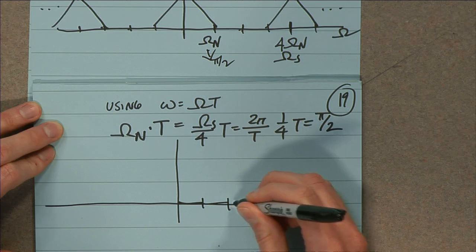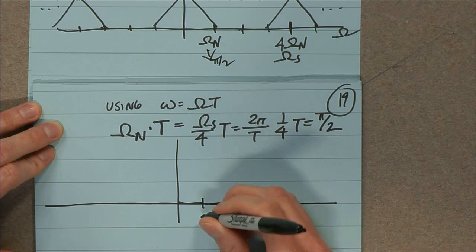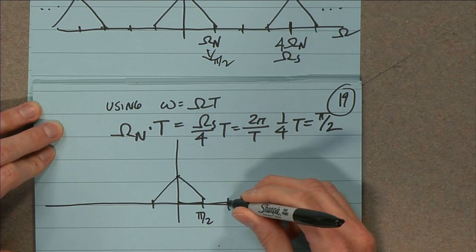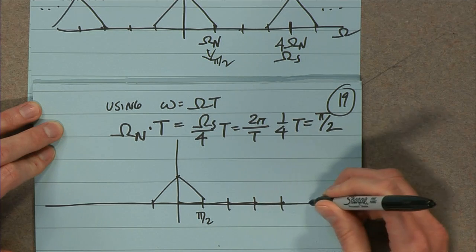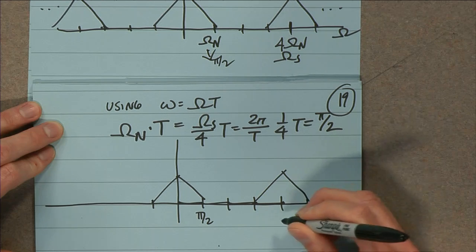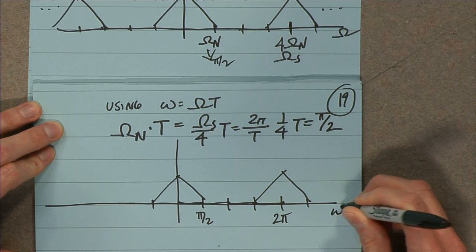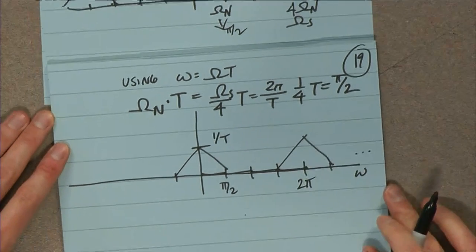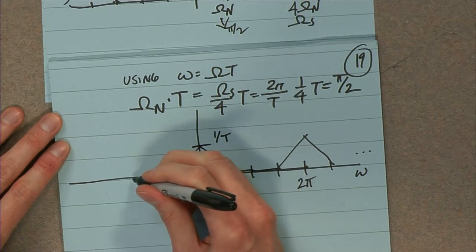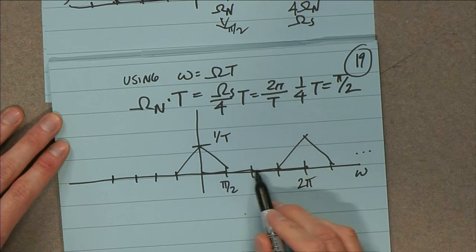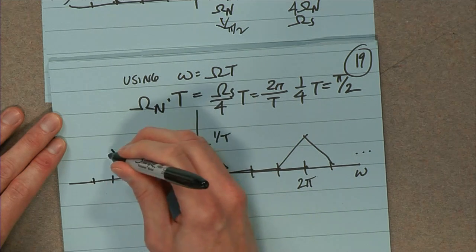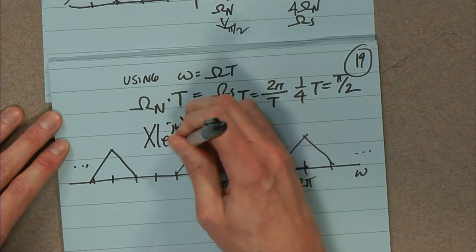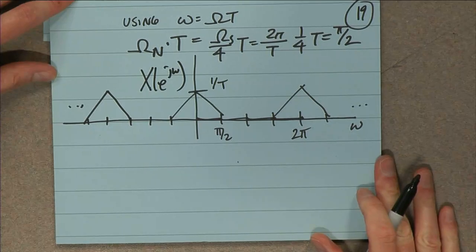So pi over 2, pi, 3 pi over 2, 2 pi. Pi, 3 pi over 2, 2 pi. This is omega, dot dot dot. And this is what? X of e to the j omega. All right, now we've got it all aligned. Now we can start the problem, right?